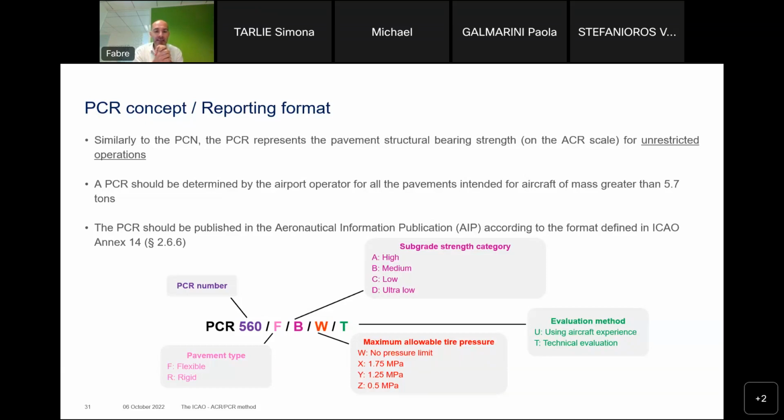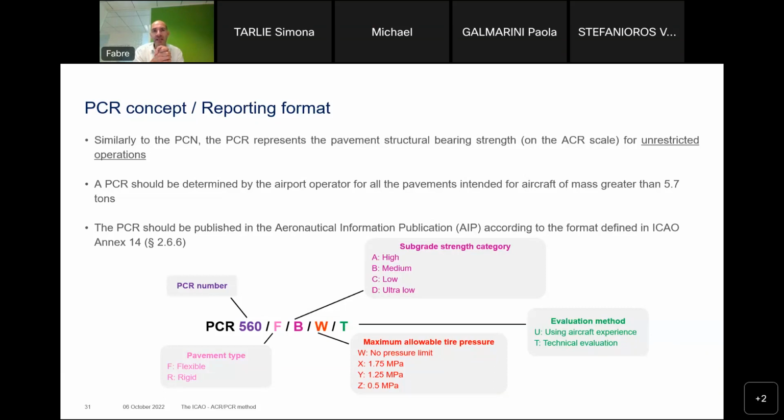So you can see this is exactly the same format as for the PCN. The PCR is published in the Aeronautical Information Publication, AIP, according to this format. Just to specify, when we modified the Annex 14 with Amendment 15, we also modified a little bit the Annex 15 for reporting the PCR. So we just proposed to add PCR in front of the publication to be sure that we are speaking about a PCR.